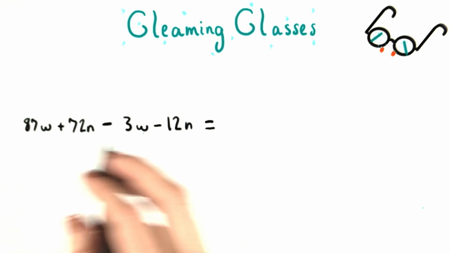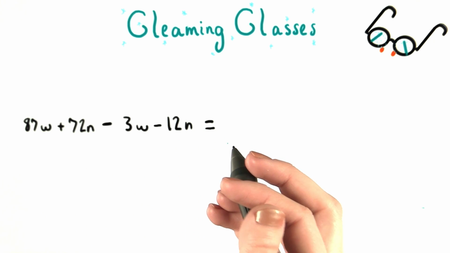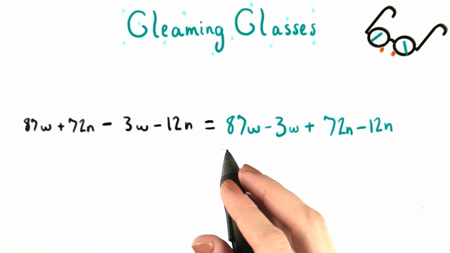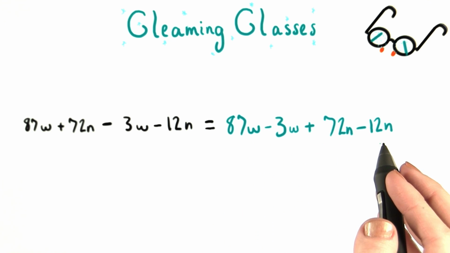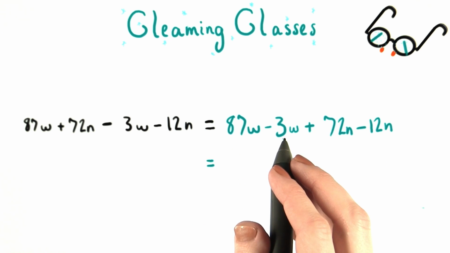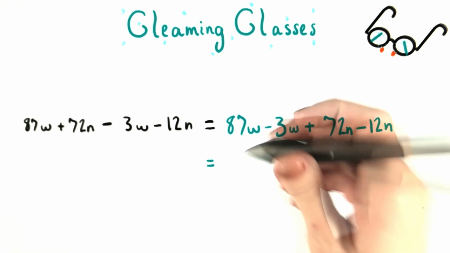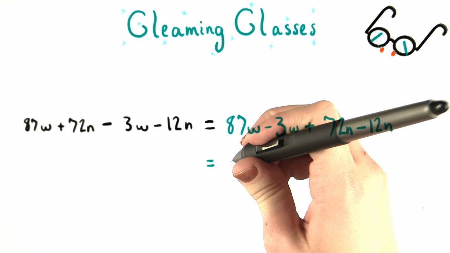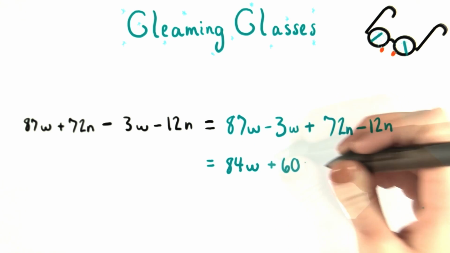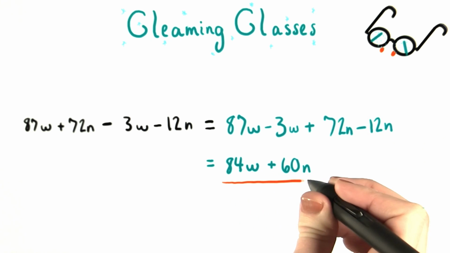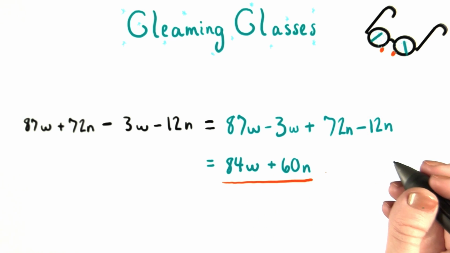We just need to rearrange the order of the terms so that like terms are next to each other, and then simplify. So first we rearrange the order of the terms so the w terms are next to each other and the n terms are next to each other. And then we just add their coefficients together and multiply by the proper variables. So 87 minus 3 is 84, and the variable there is w. And 72 minus 12 is 60, and the variable there is n. So here's our final answer, 84w plus 60n.